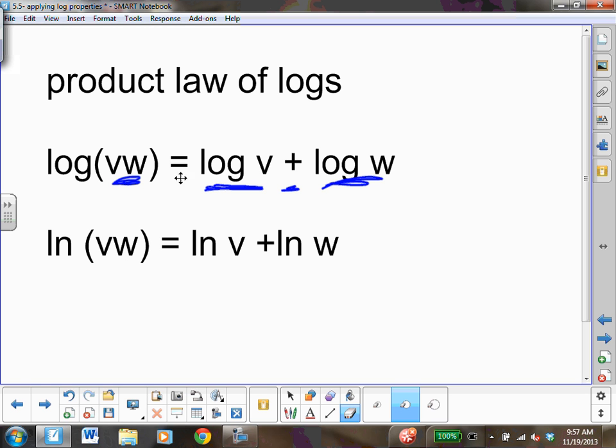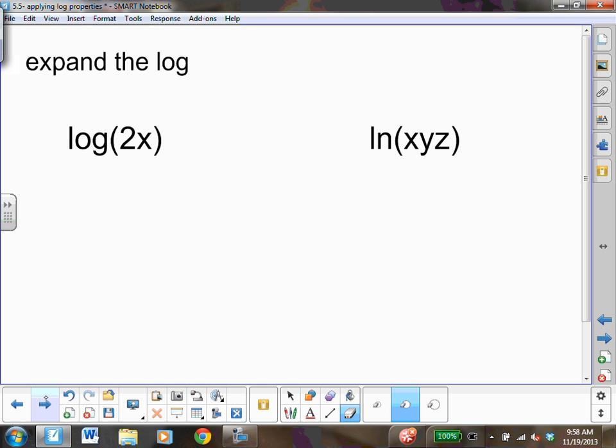The property holds true with all types of logarithms, so a logarithm with any base, or even an ln, a logarithm with a base of e. So when you see the directions expand the log or expand the logarithm, I want you to express the multiplication as the sum of the two logarithms. So it would be the log of 2 plus the log of x. If you could simplify anything, you should, but in this case we can't.